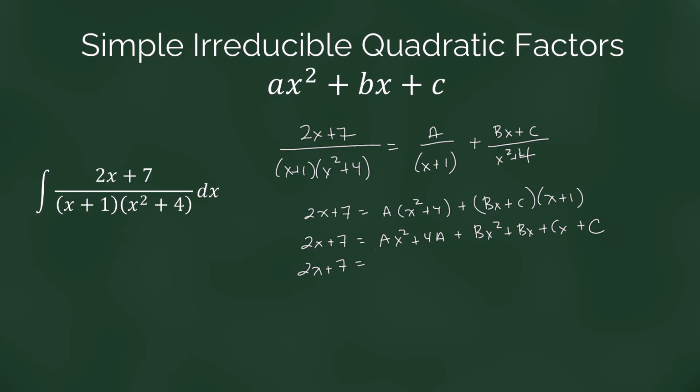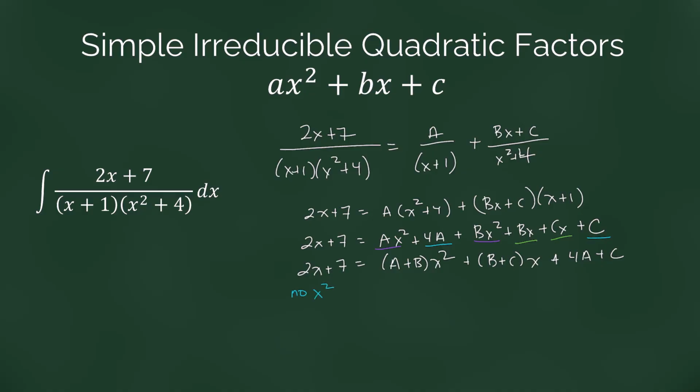Let's group our common terms on the right-hand side, so we can see that we have both an Ax squared and a Bx squared, which gives us (A plus B)x squared. We have a Bx and a Cx term, so that's going to give us (B plus C) times x. And then we have a 4A and a C term, so we'll put those together.